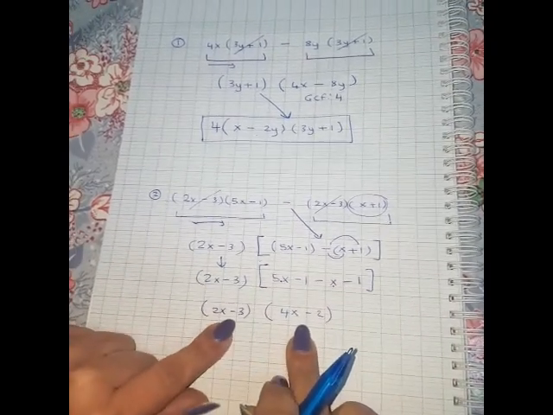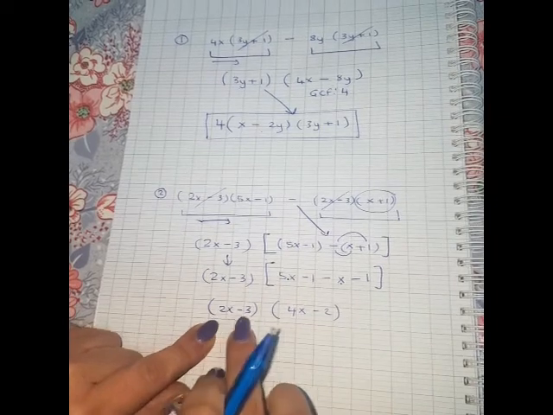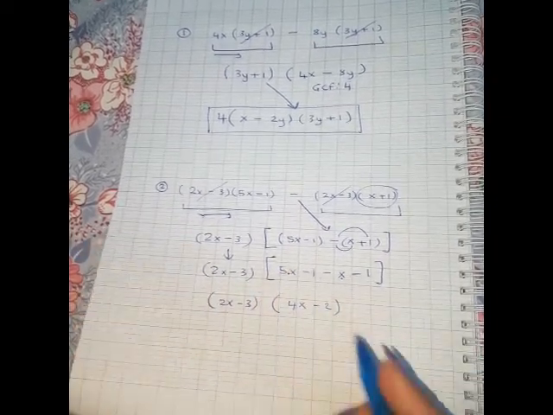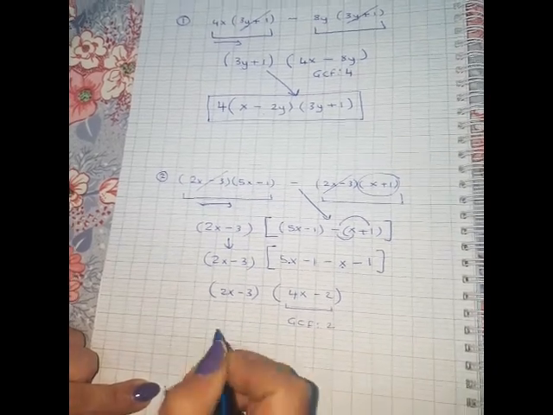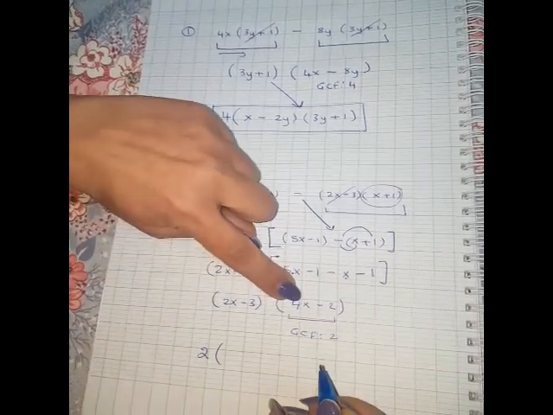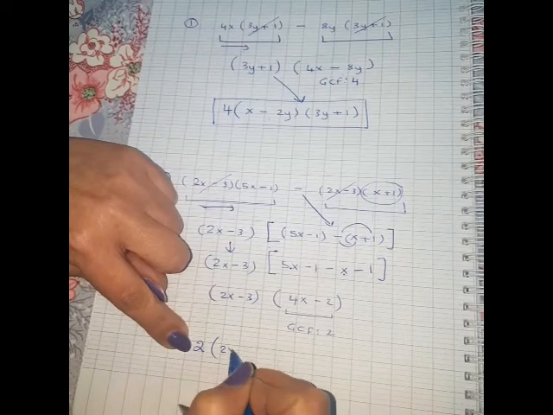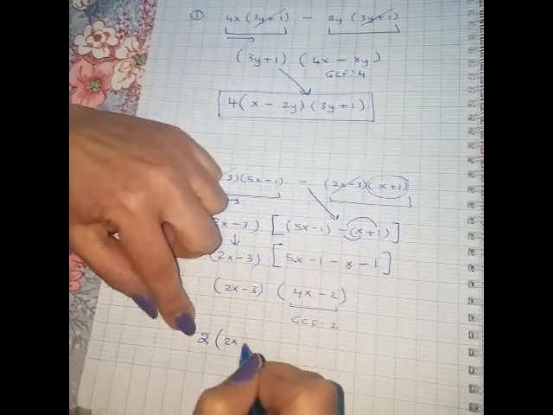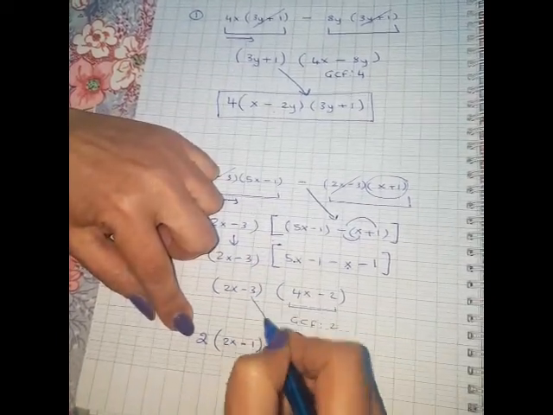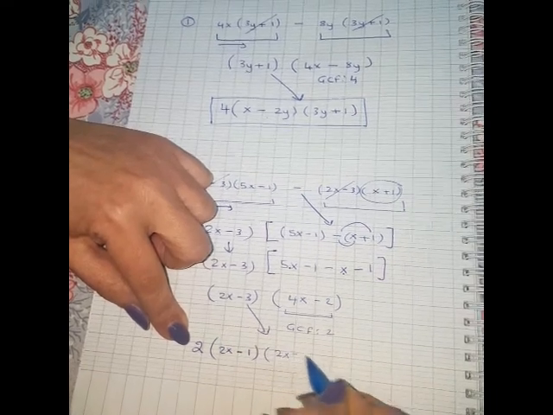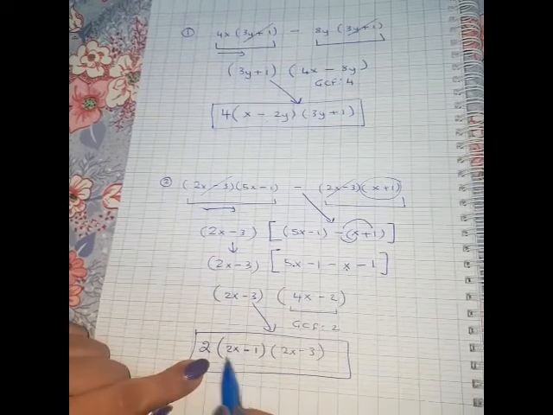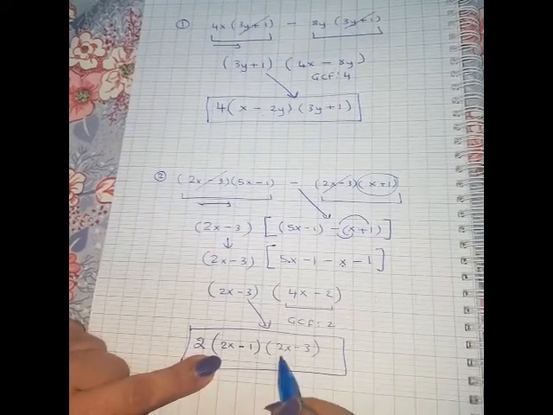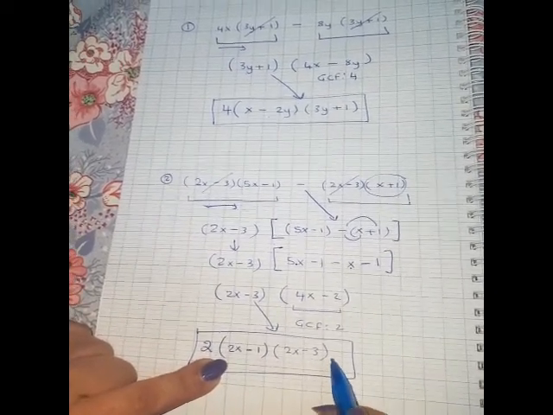Again, I ask my question. Do I have any GCF hidden in each parenthesis on its own? Yes, I have a GCF here of 2. Bring it to the outside. 4x divided by 2 is 2x, minus 2 divided by 2 is minus 1, and I bring down the 2x minus 3. This is my final answer. 2 times (2x minus 1) times (2x minus 3).